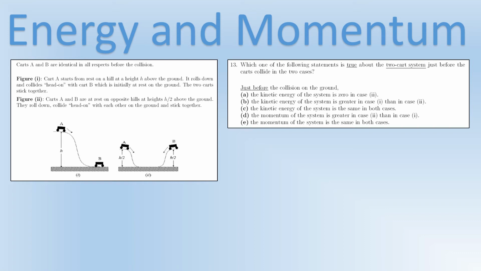Okay, so cart A and cart B are identical in all respects before the collision. In the first case, cart A starts from rest on a hill at height h above the ground and collides head-on with cart B, which is at rest on ground level. The 2 carts then stick together. In the second case, carts A and B are at rest on opposite hills at height h over 2 above the ground. They roll down, collide head-on, and stick together. And so we want which one of the following statements is true about the 2-cart system just before the carts collide in each case. So pause it, take a look, then we'll go through.